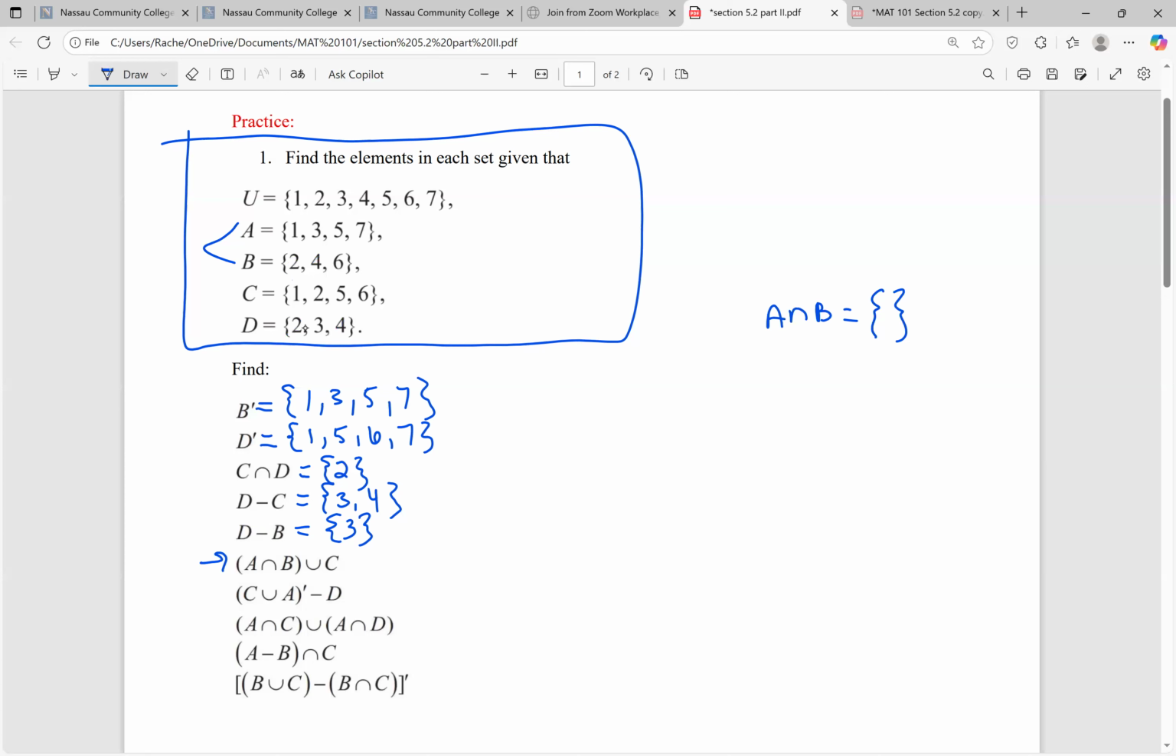And we want to join that with set C. So we're just joining the two together. An empty set joined with C in this case is just going to be C, because we're not joining anything with it because it's an empty set. So it's just going to be C, which is 1, 2, 5, and 6.